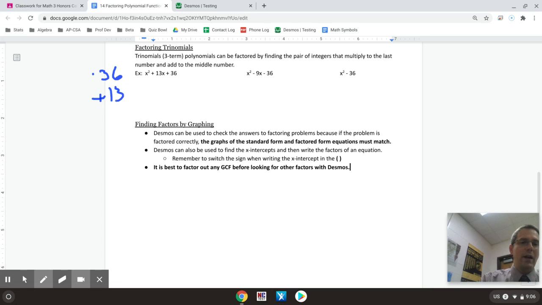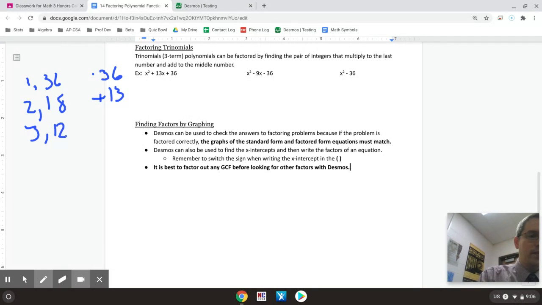Well, I can just make a list of numbers that multiply to 36. There's 1 and 36. Of course, that won't come anywhere close to 13. There's 2 and 18. Also pretty far off. 3 and 12. 4 and 9. And 6 and 6. I'm not going to require you to write this list of numbers down every time, but if you do get stuck on finding the numbers that multiply to 36 and add to 13, sometimes making a list is great.